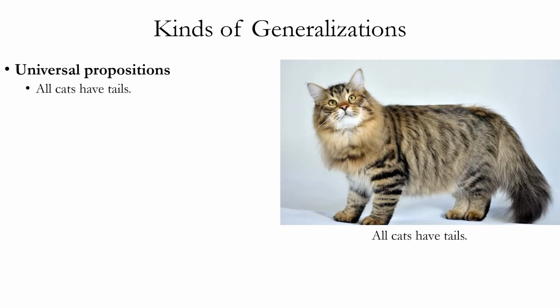So let's talk about some different kinds of generalizations. Universal propositions of the form all x's are y's are only one kind of generalization. An example is all cats have tails. But there are other kinds of generalizations.